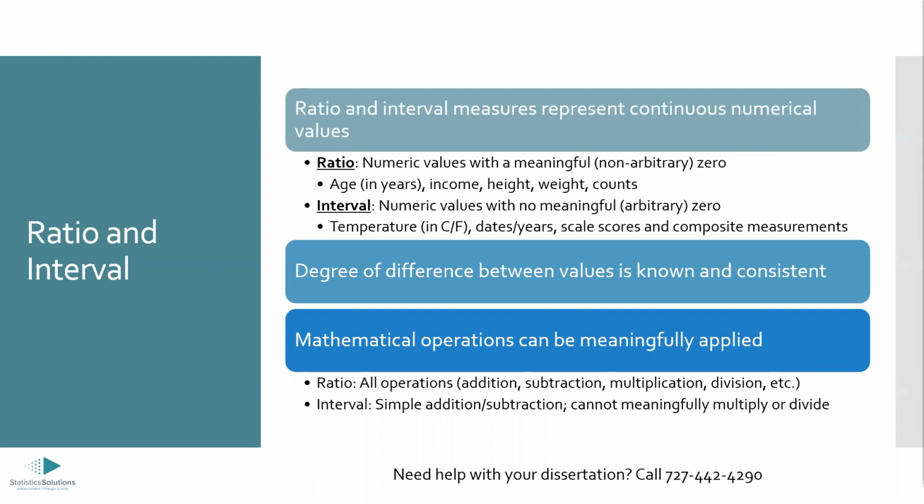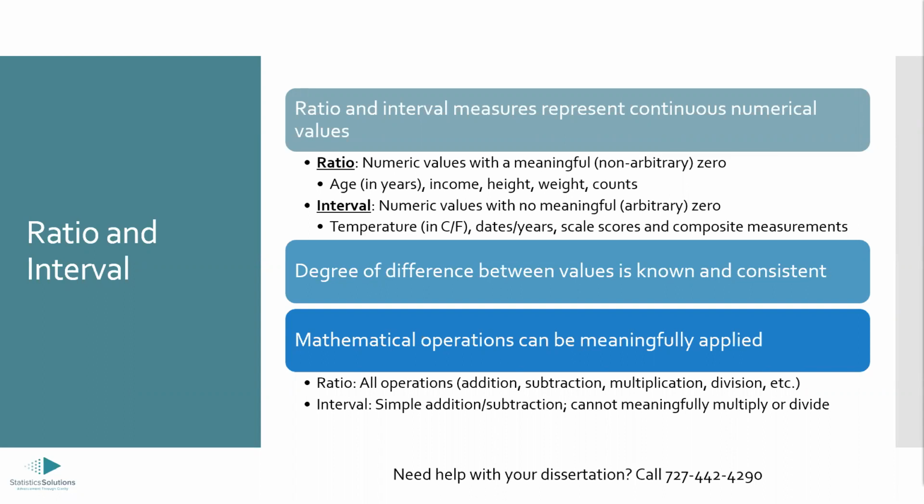This is different from interval measures, because interval measures do not have a meaningful 0 point. The 0 point for an interval measure is often arbitrary. And this may include things such as temperature in Celsius or Fahrenheit, dates or years, and things like scale scores or composite measures from survey instruments.